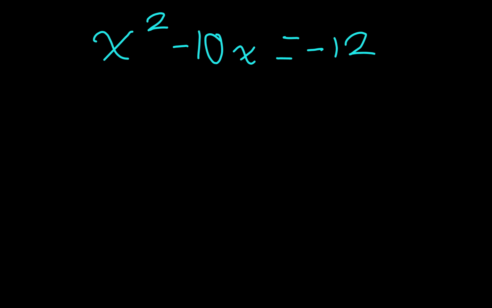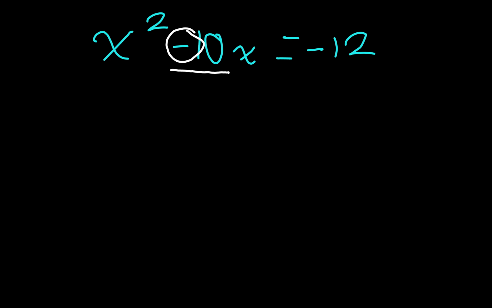Now we will be completing the square to solve quadratic equations. So as I said earlier, we'll be solving this equation using completing the square. So our equation that is given is x squared minus 10x is equal to negative 12. So what we're going to do is we're going to take our b value, which is negative 10. Don't forget to include this sign. It goes along with the numbers.